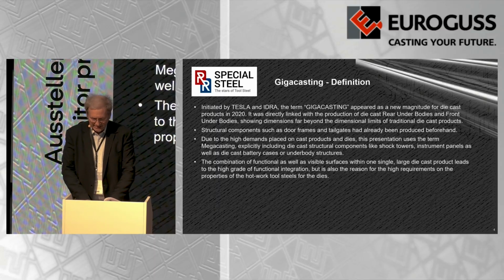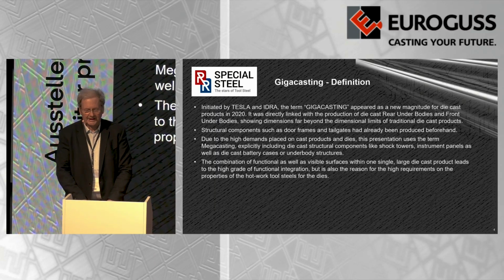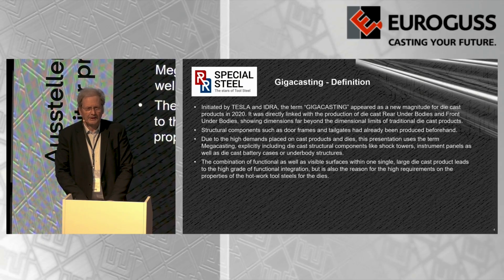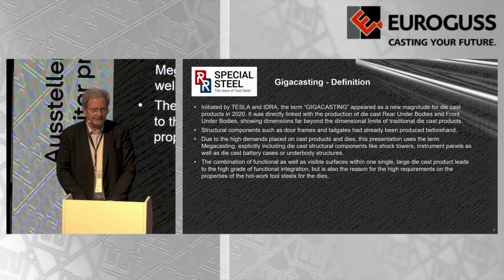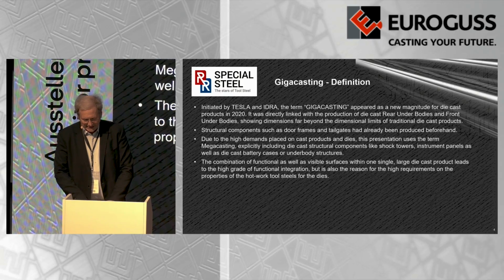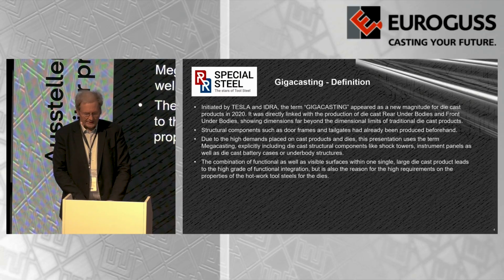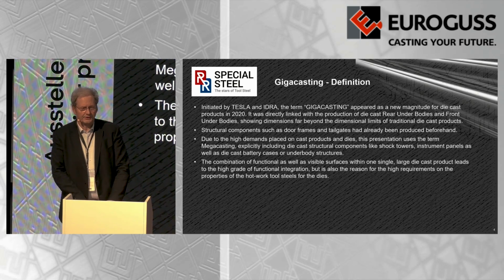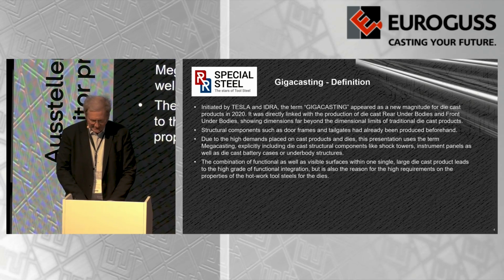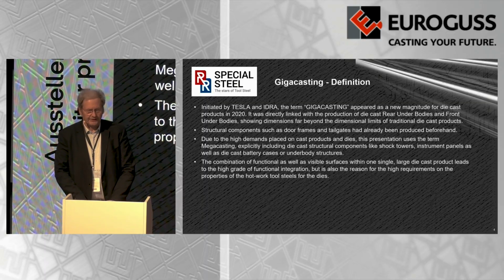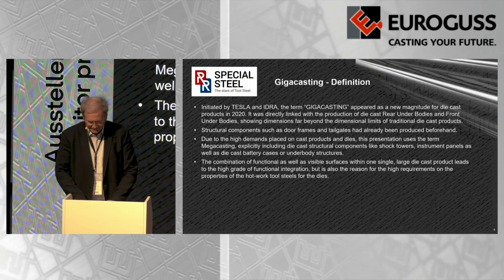Let me start with a kind of definition of the term Giga casting, as I will handle it in this presentation. In 2020, Tesla and Idra together came up with a new magnitude of die casting when they introduced the huge die-cast rear underbody structures of a Tesla passenger car. We had already seen other large die-cast structural components like door frames, tailgates, and shock towers, but this time the dimensions were far beyond anything that could have been imagined before.